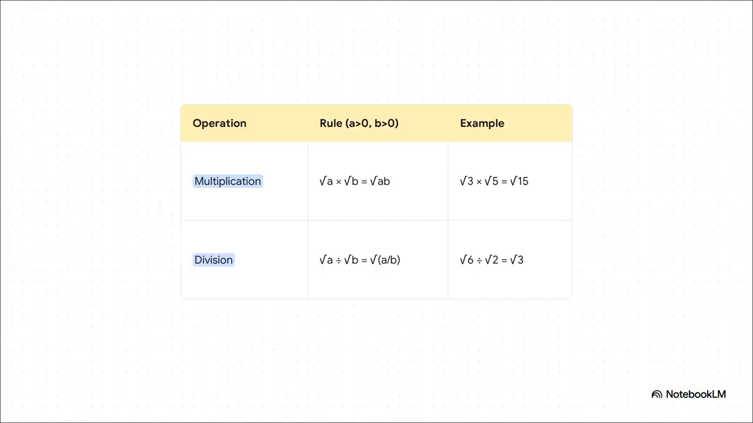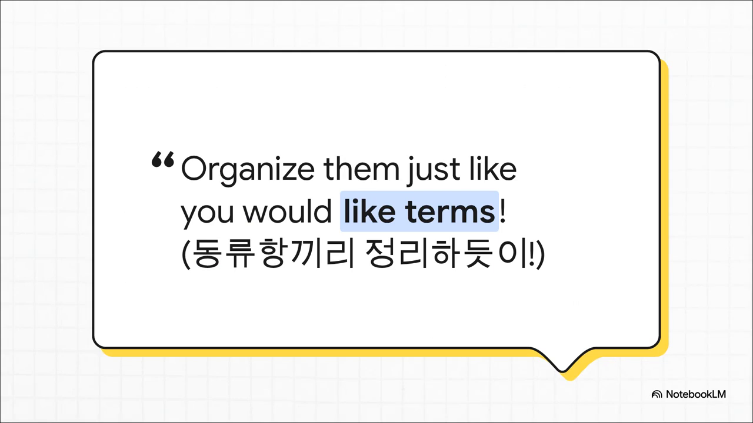Let's start with multiplication and division, because honestly, the rule here is super simple. If you're multiplying 2 roots, you can just multiply the numbers inside and stick them all under a single combined root. The square root of 3 times the square root of 5 just becomes the square root of 15. And the exact same logic works for division. Just divide the numbers under one big radical sign. Easy. But, and this is a big but, addition and subtraction work completely differently.